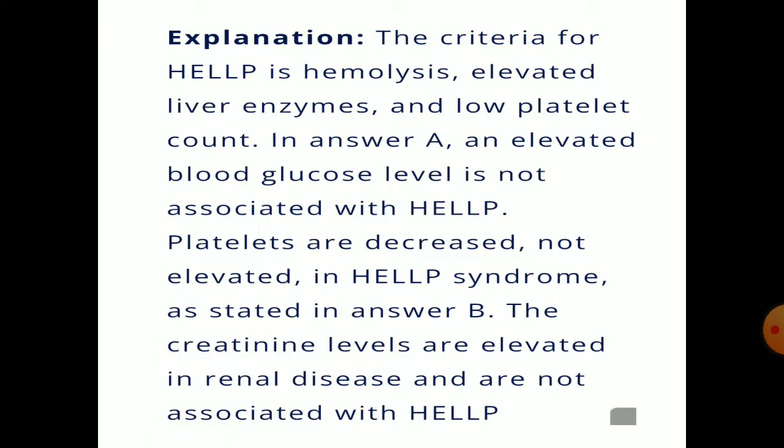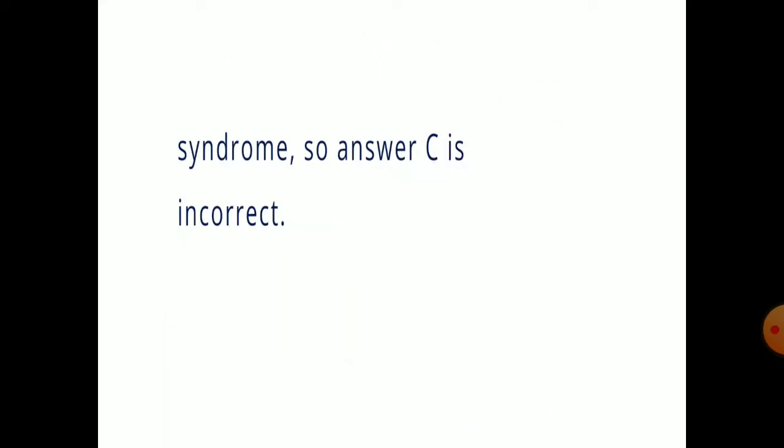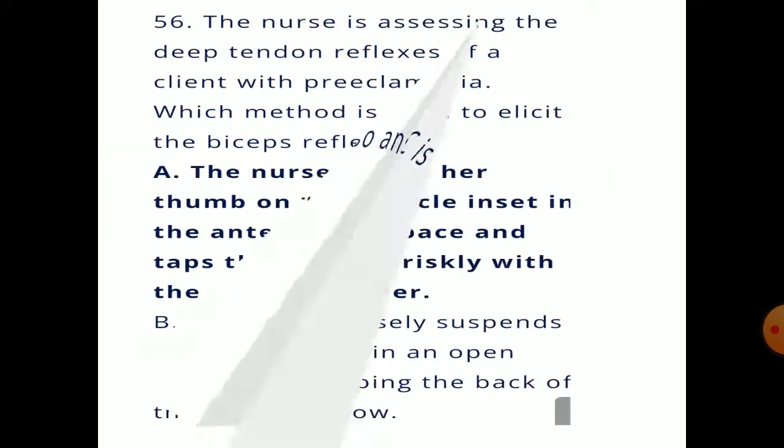Explanation: the criteria for HELLP syndrome is hemolysis, elevated liver enzymes and low platelet count. In answer A, an elevated blood glucose level is not associated with HELLP. Platelets are decreased, not elevated, in HELLP syndrome as stated in answer B. The creatinine levels are elevated in renal disease and are not associated with HELLP syndrome. So answer C is incorrect.